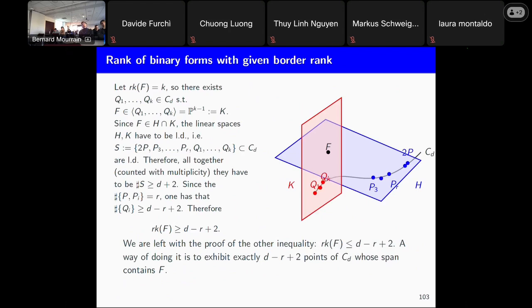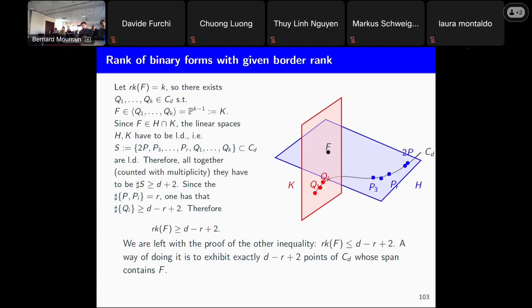So if the rank of F is K, it means that there's some other linear space that intersects my curve in K distinct points. This is going to be a P^(K-1). And so my F belongs to this P^(K-1) spanned by these points over here. But since my F also belongs to the space of the limit, it belongs to the intersection of these two spaces. And now I'm arguing exactly as I did before, because now I have two linear spaces that intersect in a point. And so the points that generate the space have to be linearly dependent.